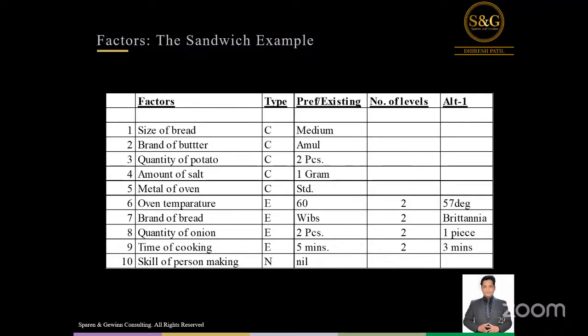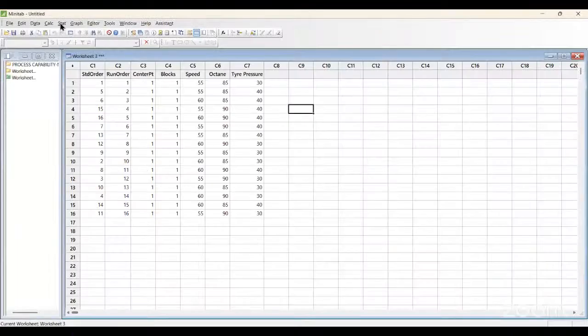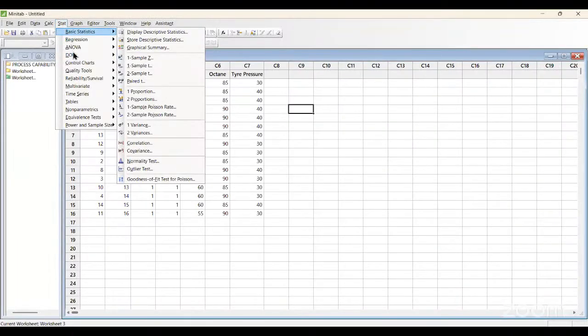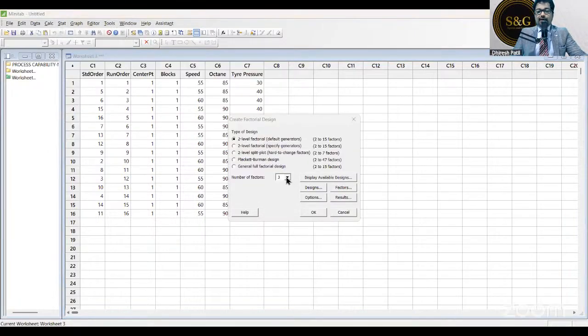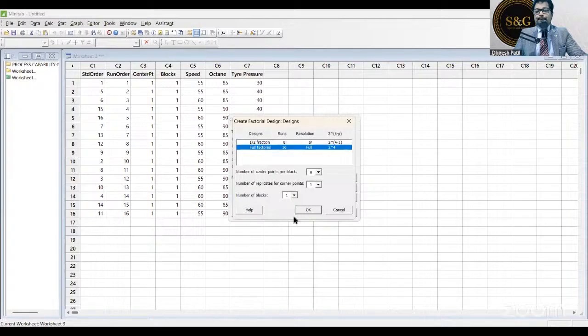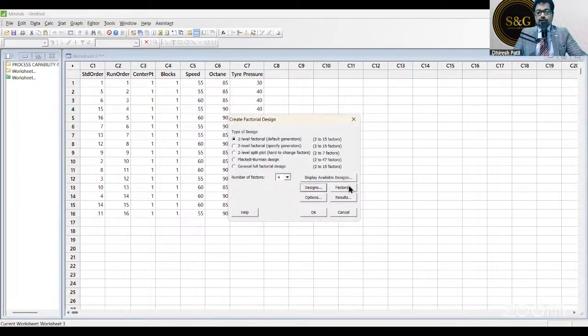Yes. Shall I do it along with you? Let me also do it. So again, go to stat, DOE, factorial, create factorial design. Correct? How many factors this time? There are 4 factors. Okay. Very good. No issues. It is a full factorial design. As of now, let's not do the replication, don't do anything like that. Click on OK. Go to factors.